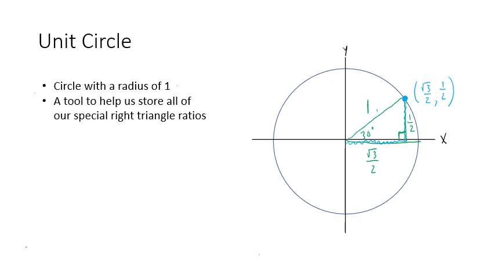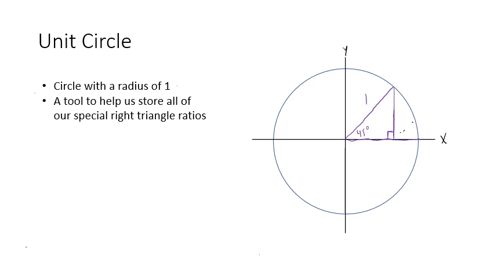Okay, so that's our first special coordinate that we need to know, coming from our 30, 60, 90. All right, our next special value would be thinking about the 45-degree angle of our 45, 45, 90 right triangle. So this angle is 45 degrees. We're going to drop the perpendicular, have a right angle here. And now same rules apply, so our radius is still 1.